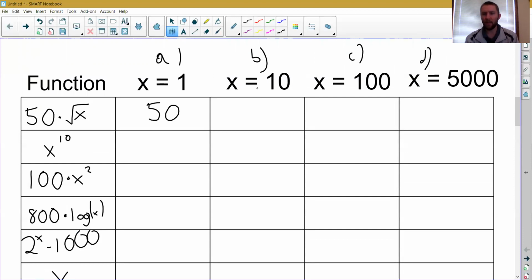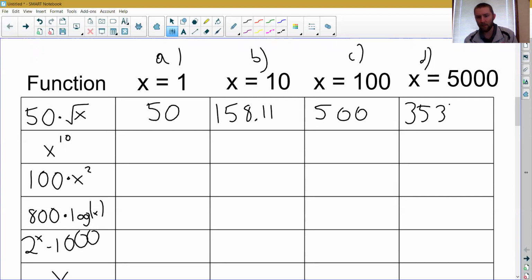I get 158.11. Okay, when x is 100, the square root of 100 is 10, so I actually know this one. This one's 500. And then when x is 5,000, if I do the square root of 5,000 multiplied by 50, I get 3,535.53. A lot of 3's and 5's there. Okay, so those are the values that this function a of x takes when x is 1, 10, 100, and 5,000.